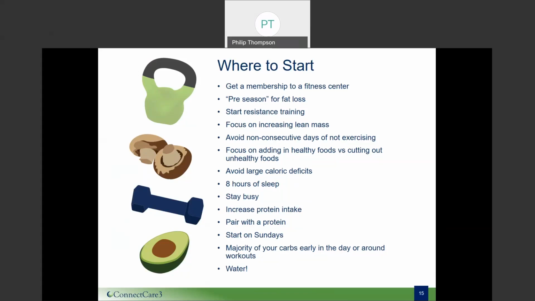So the biggest thing I can tell you: start resistance training. Focus on increasing lean mass. When you start your exercise routine, avoid consecutive days of not exercising. What I mean by that is whenever you take a day off, make sure you exercise the next day. Don't take more than 1 day off in a row.